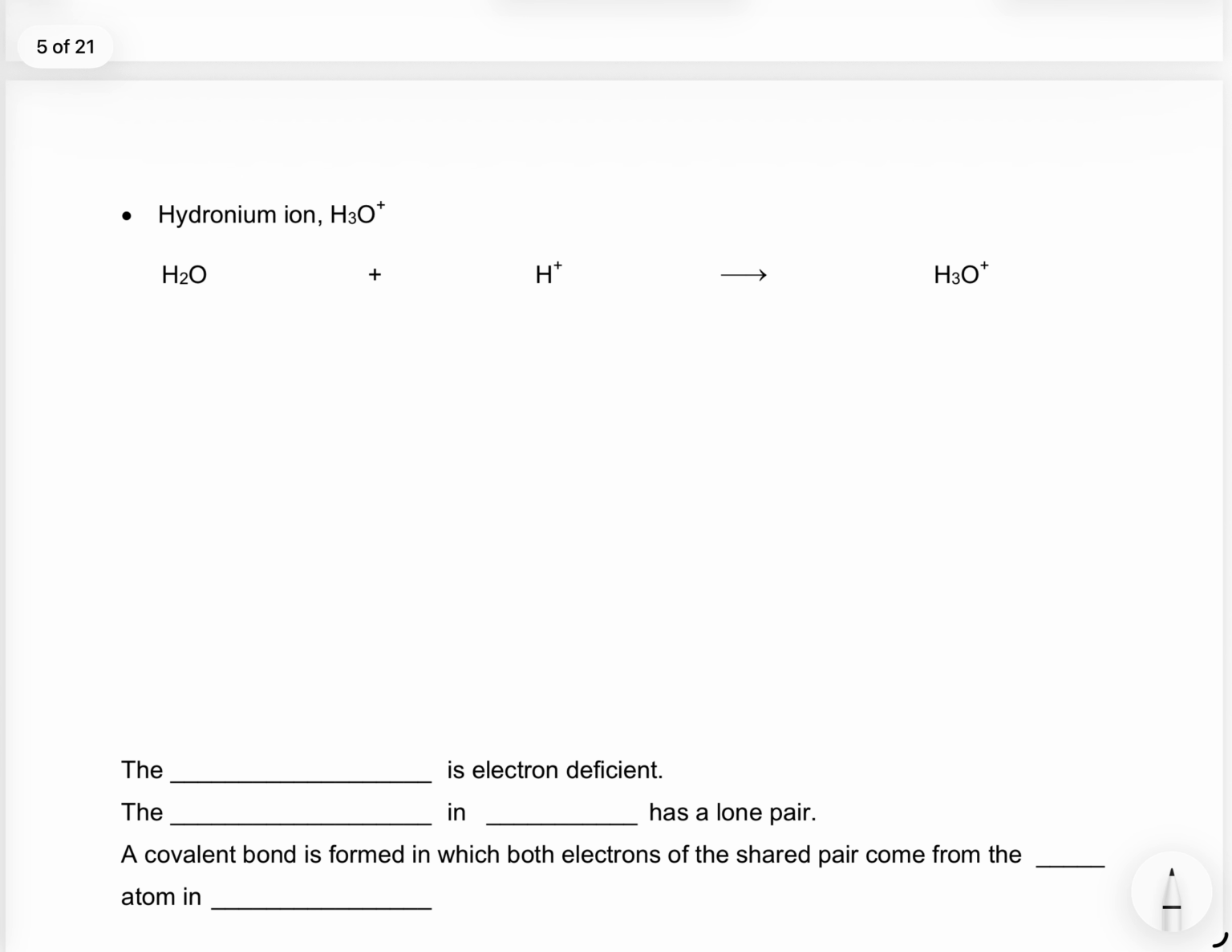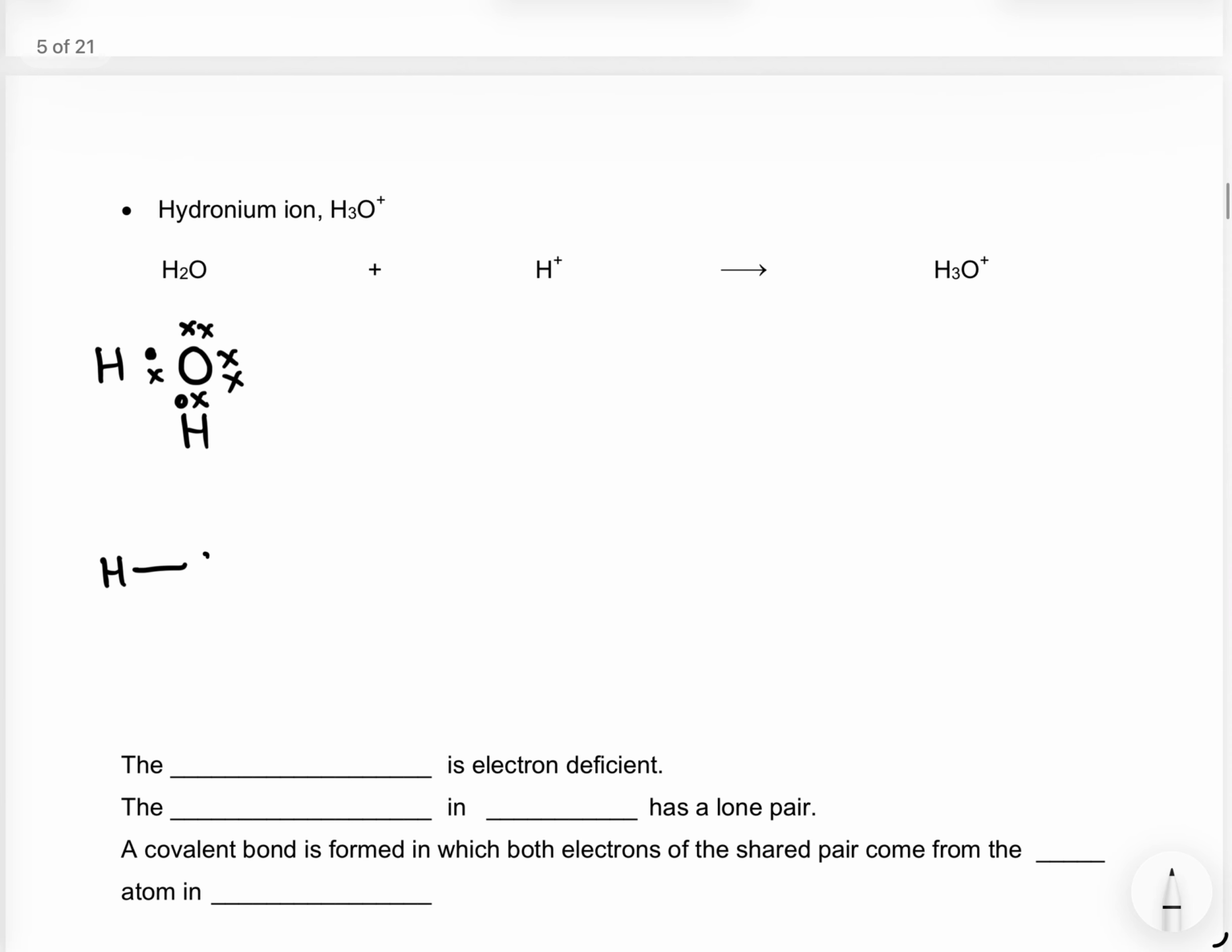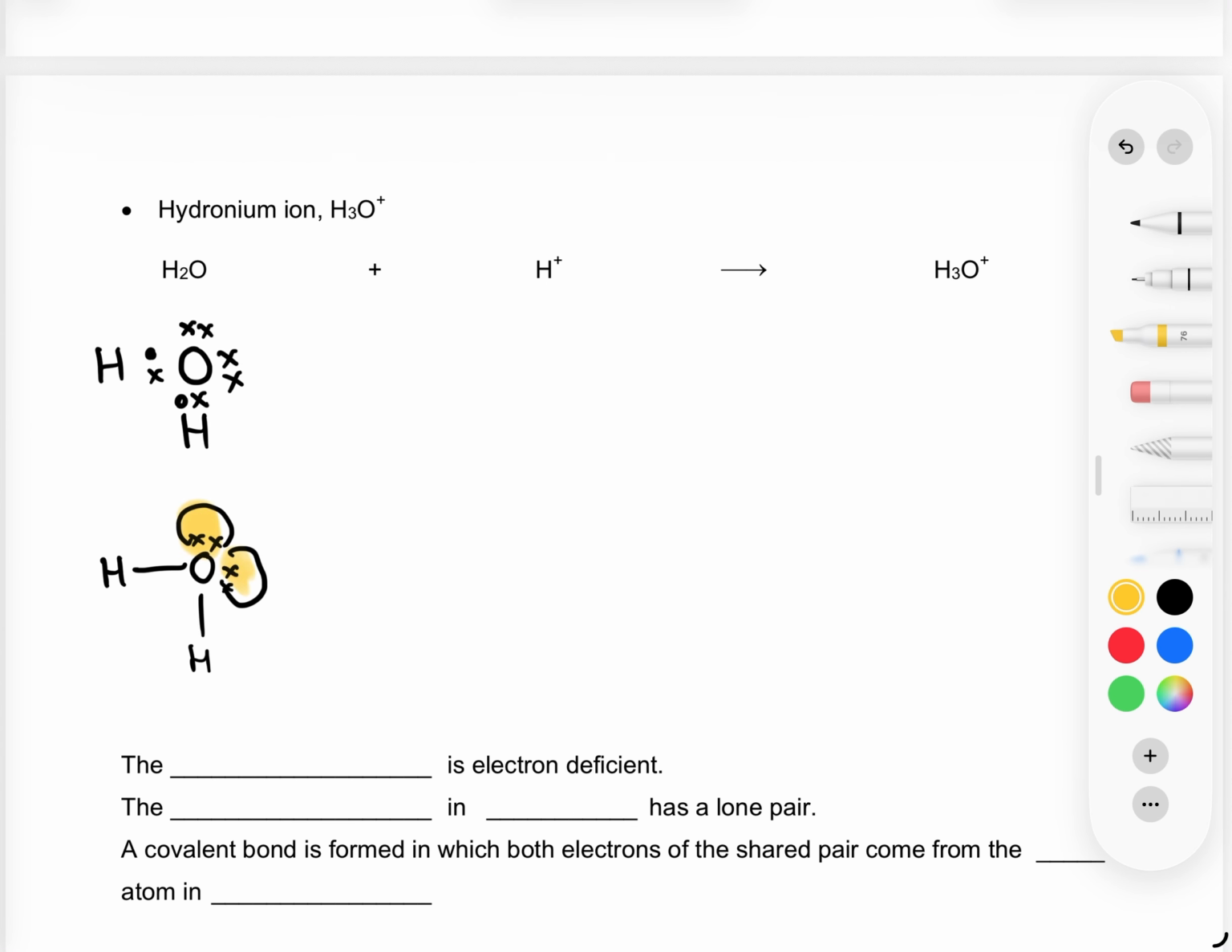So now we're going to have a look at the hydronium ion, H3O+, formed in a similar way when water and acid react. So again, oxygen is in group 6. If we go around 1, 2, 3, 4, 5, 6, there are 2 regular covalent bonds to hydrogen, and two lone pairs on the oxygen. We've got a hydrogen ion, so no electrons, that's electron deficient.